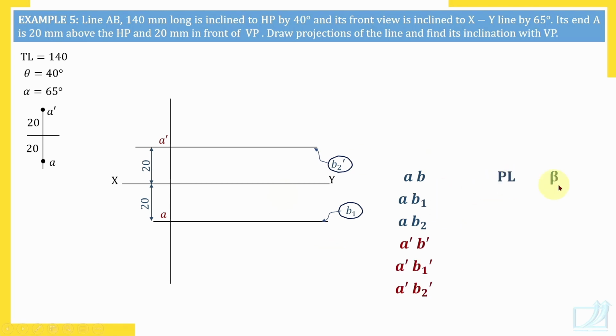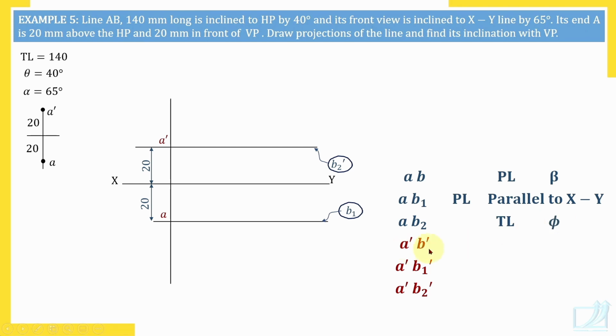So AB has length PL and angle beta. AB1 has length PL and it is always parallel to the XY line. That is why we are sure that on this horizontal line B1 is. AB2 is true length and has true inclination. It is a top view, no dash here, that means it is a top view. It is a true length top view. So the true length top view gives true inclination with VP.